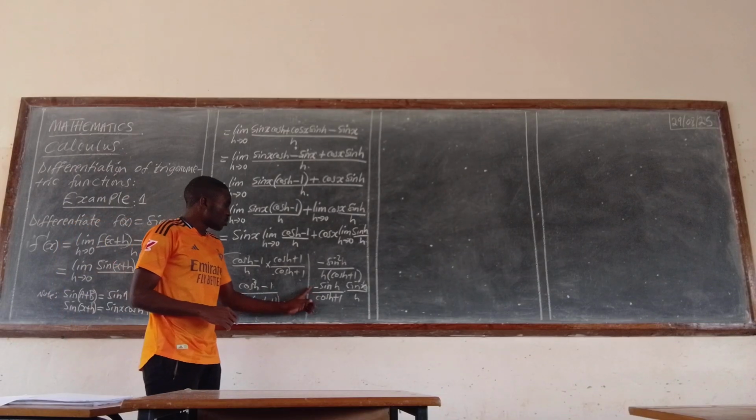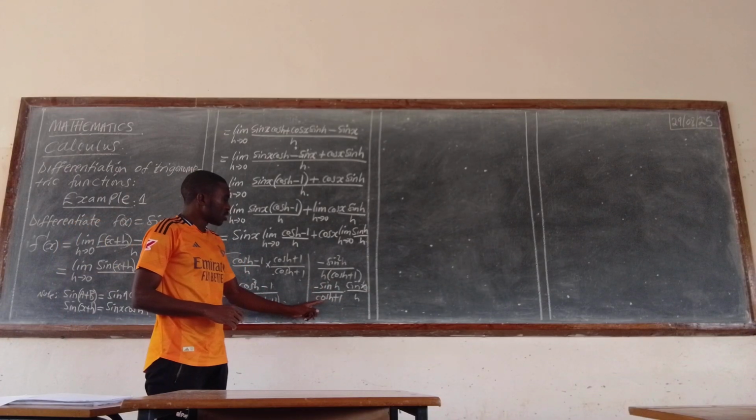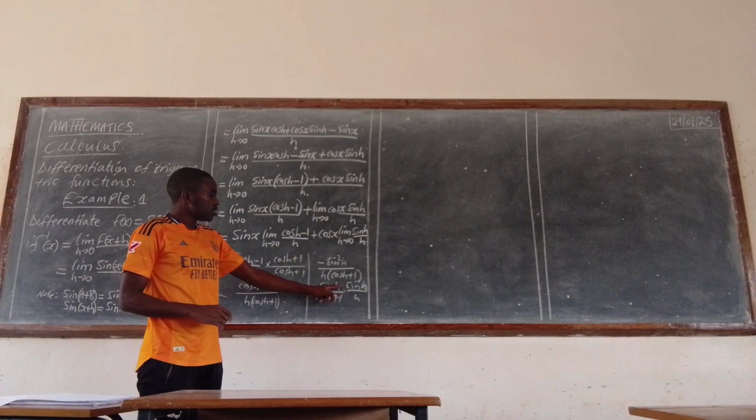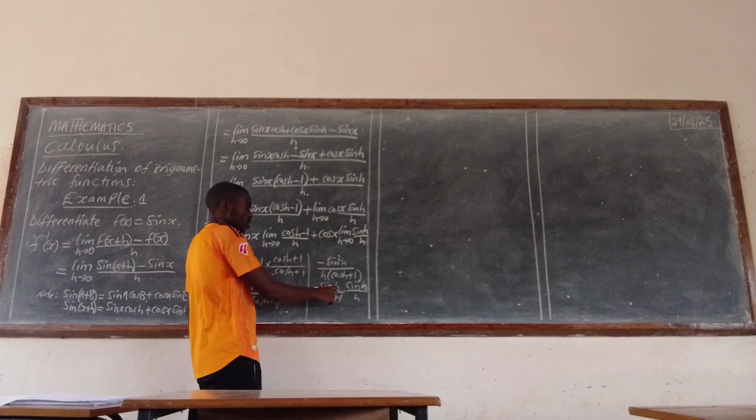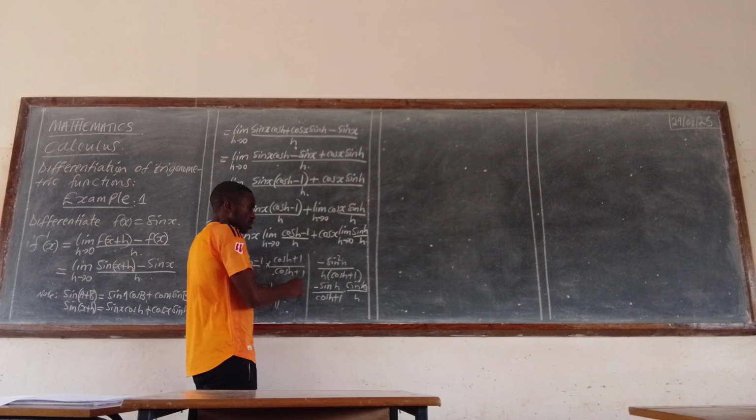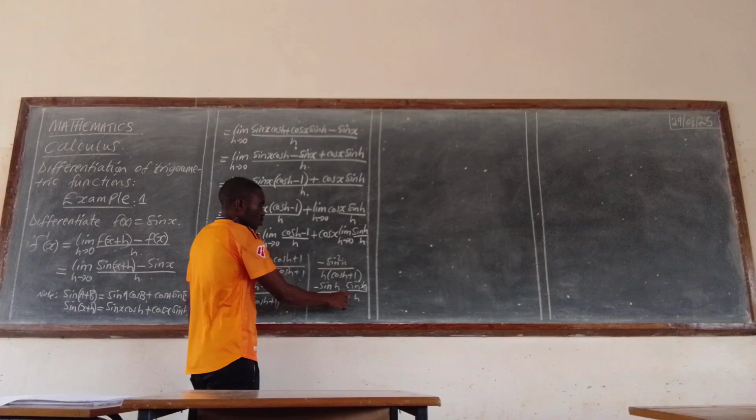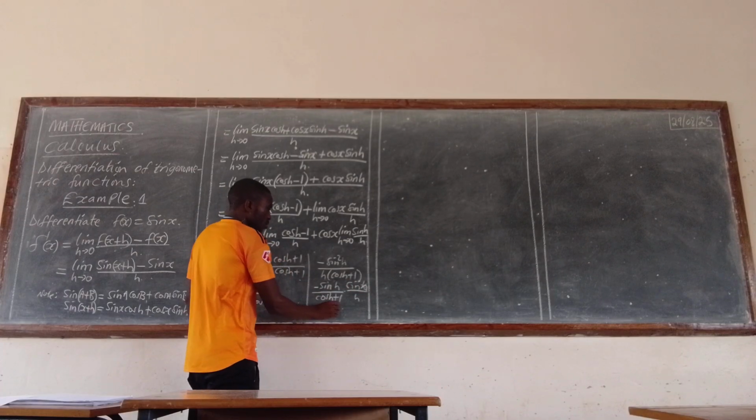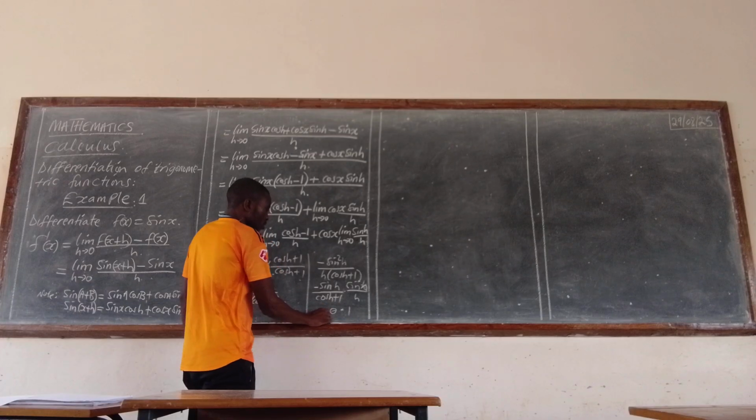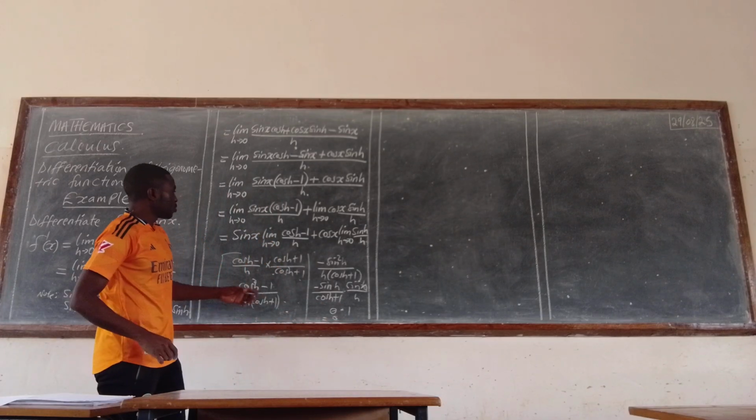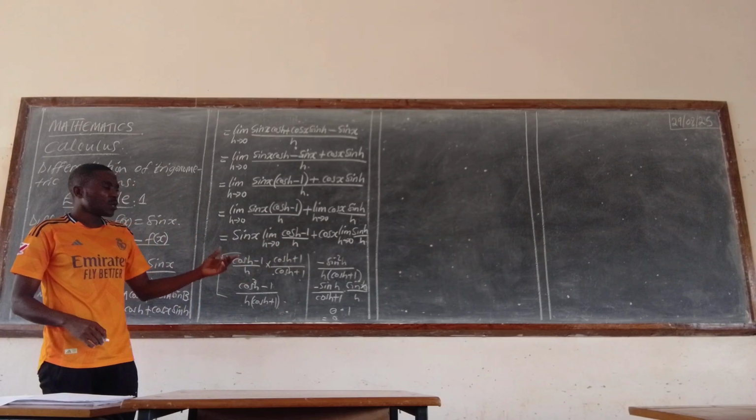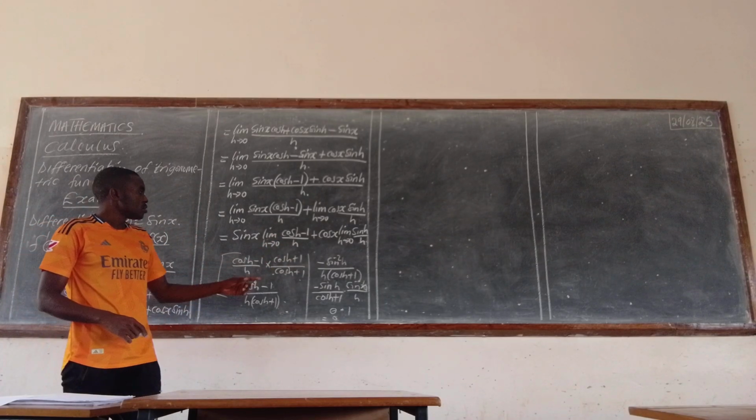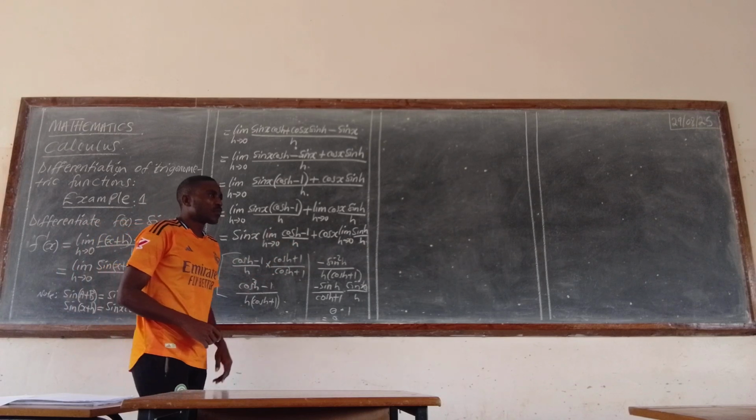And if you look at this one, if we take the limit of this one, we are going to get a 0, because the limit as h approaches 0, it's a 0. And this one is going to give us a 1. So this one is simply going to give us 0 multiplied by 1, which is equal to 0. So we know to say the limit of cos h minus 1 over h is simply a 0.